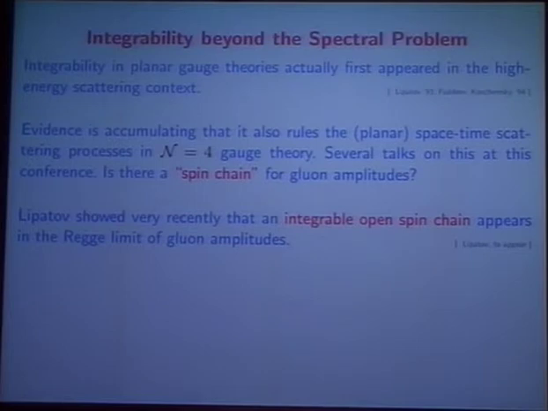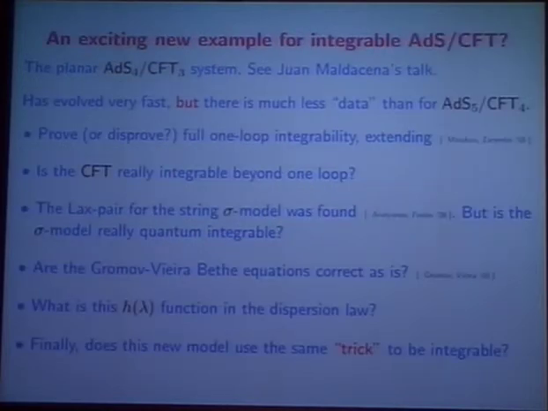Anyway, actually integrability and spin chains first appeared in the high energy scattering context. And now we are starting to see that it looks like there is almost some sort of spin chain for these gluon amplitudes, but one has to find it. We heard some talks about this. And actually, Lipatov very recently showed, in a paper to appear, that in the radial limit of the gluon amplitudes an integrable open spin chain appears. So one wonders whether, even without this radial limit, there just is some spin chain somehow for these amplitudes.